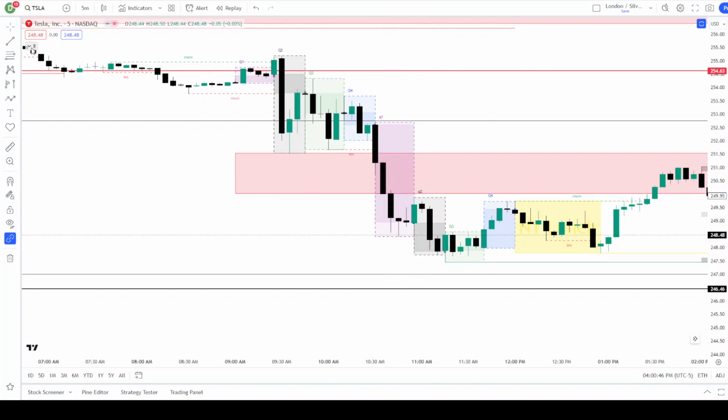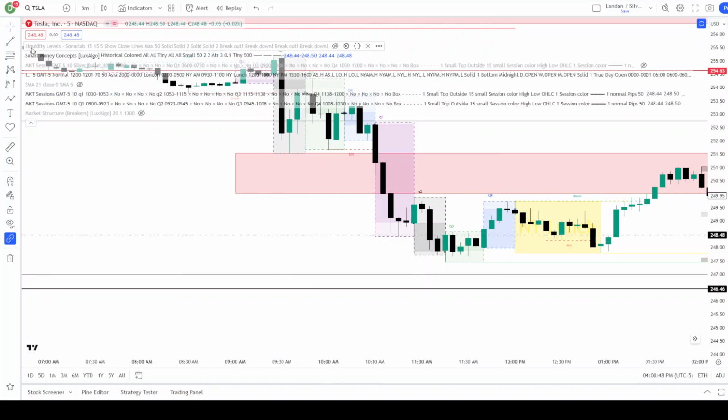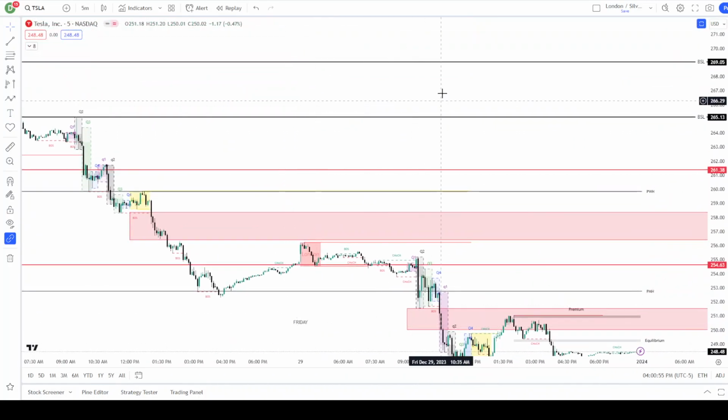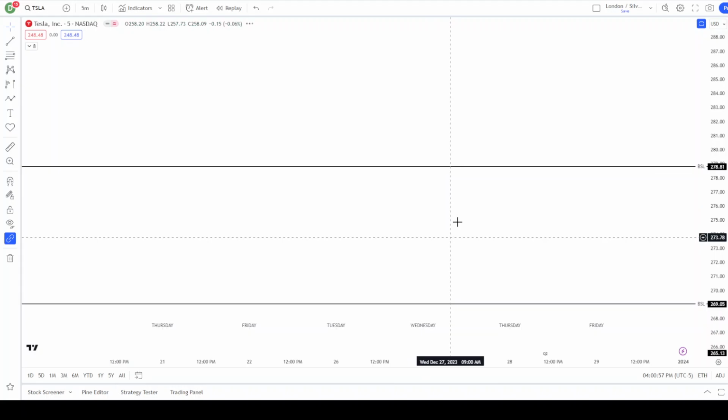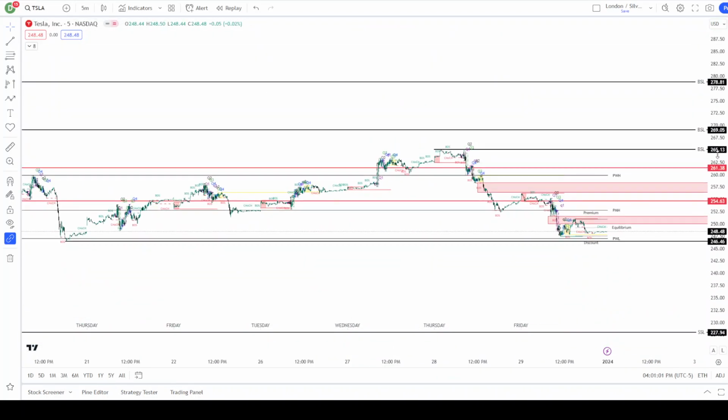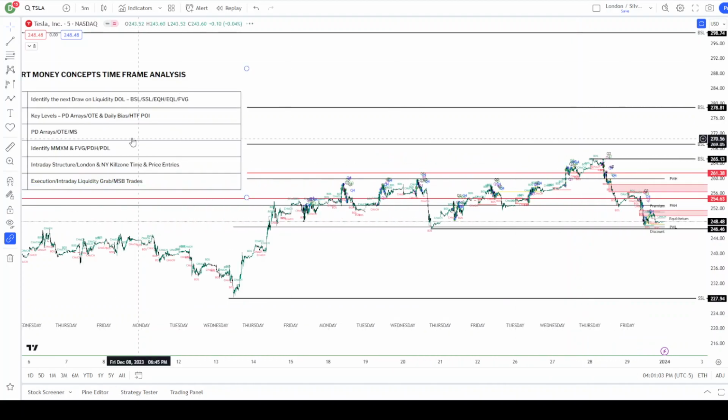So those things can be useful when you're looking at the lower time frame charts and you're studying things like quarterly theory or other, let me see, where did that go? Trying to find it. There it is.